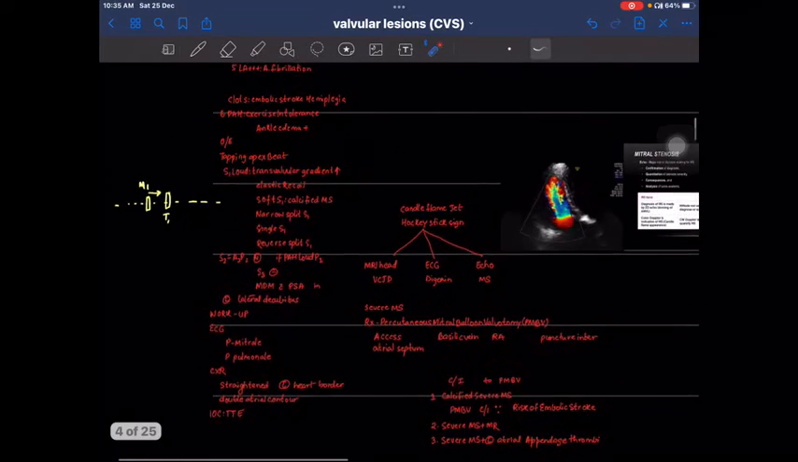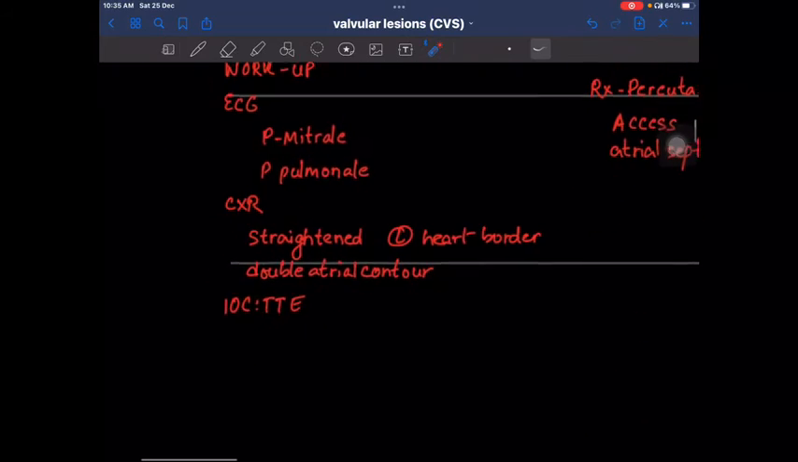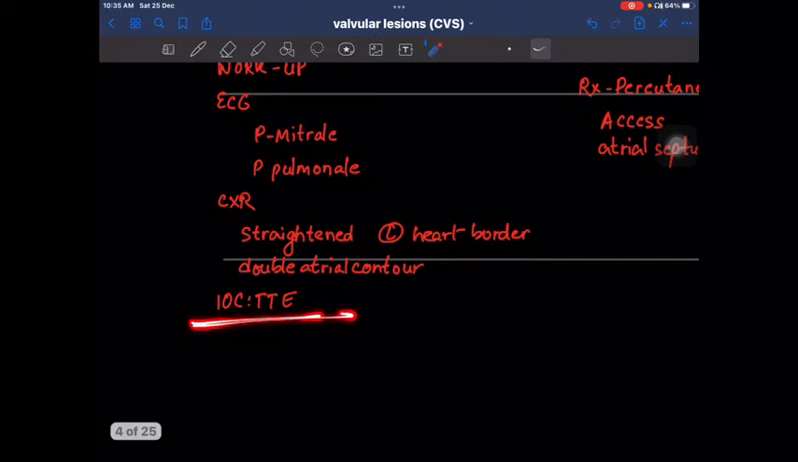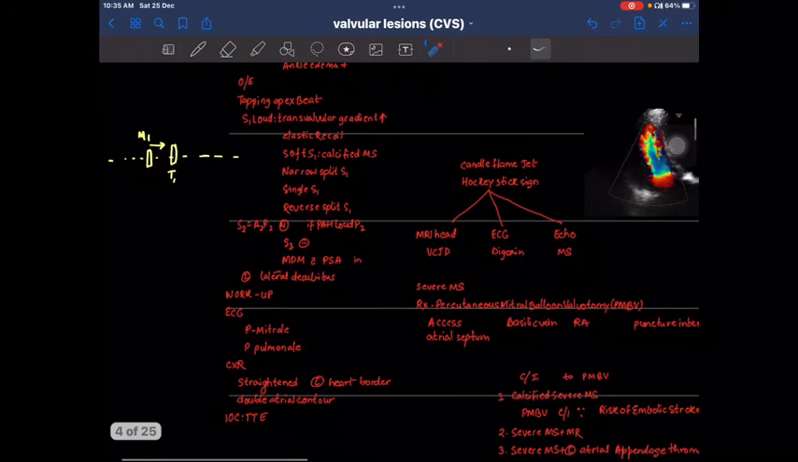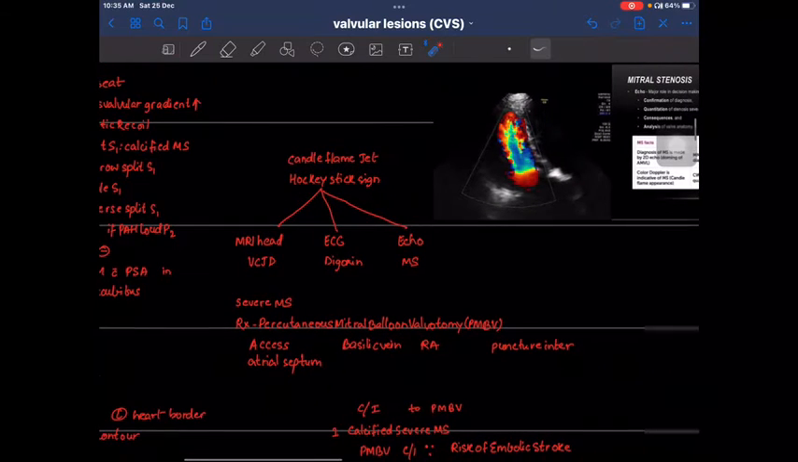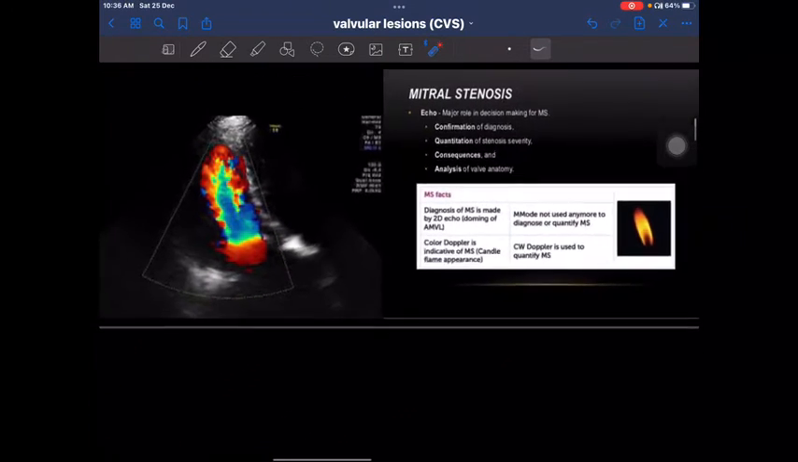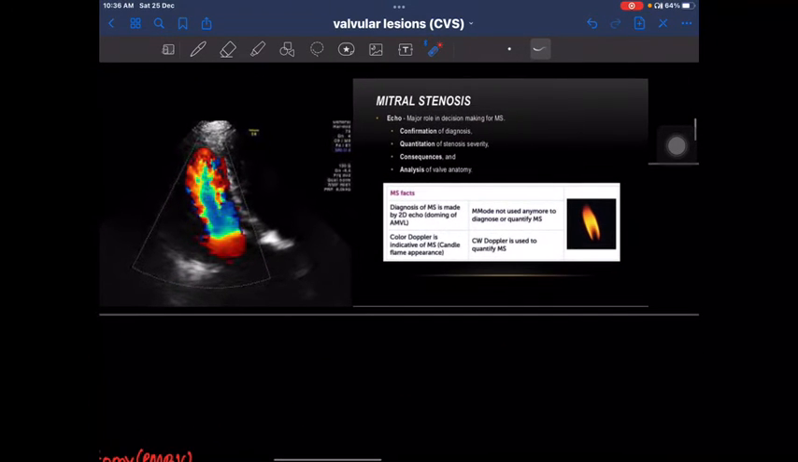All right. Now, the investigation of choice is transthoracic echocardiography. Okay. When you do the echo, this is a very important sign which you see, which is a candle flame sign or hockey stick sign. All right. So I'll just show you here. This is the candle flame sign on echo. Okay. It confirms the diagnosis. It also quantifies because there is a Doppler associated, as you can see, multiple colors. So it quantifies the stenosis also, and that is why this is the investigation of choice.